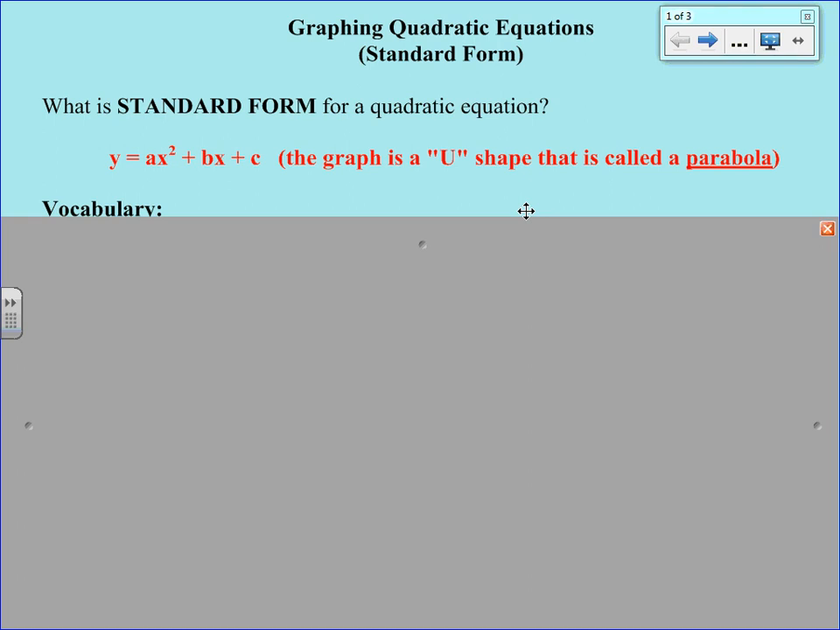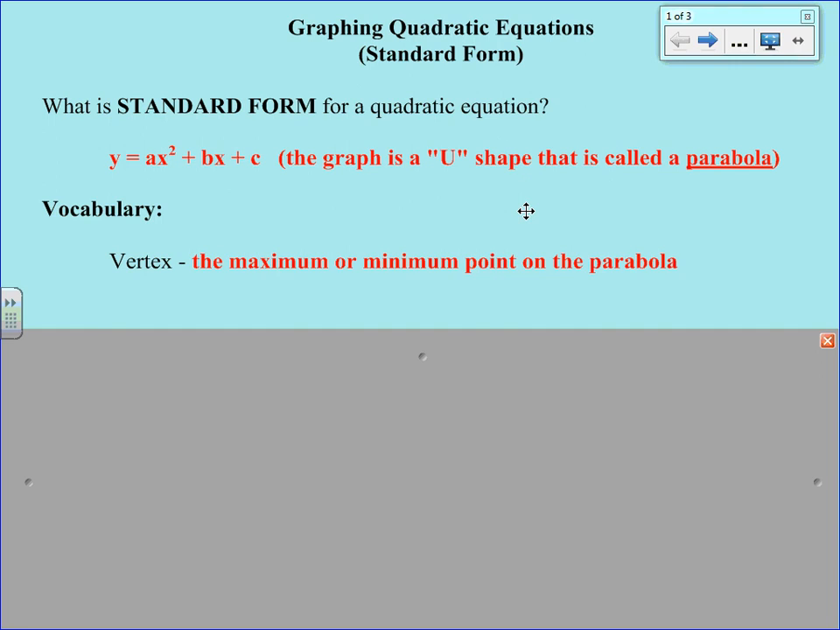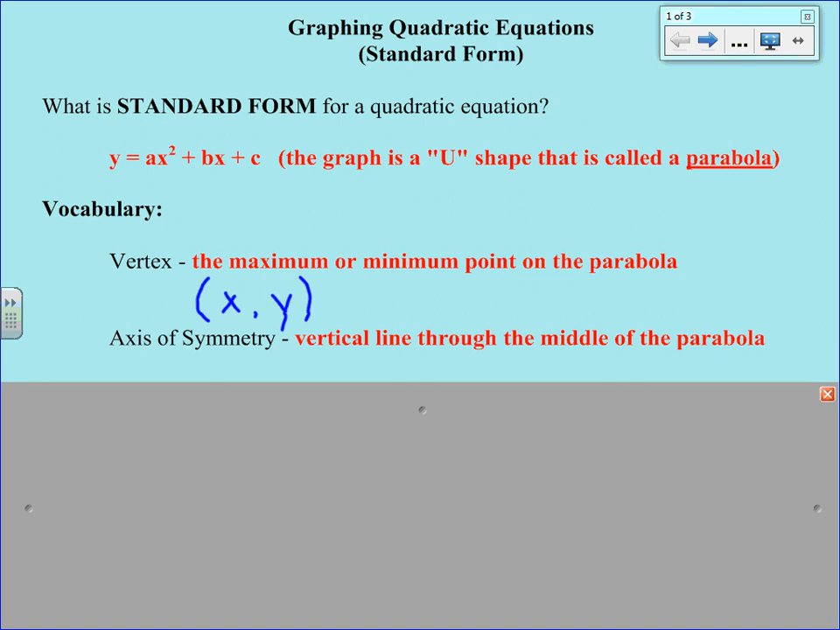And probably the most important point on the graph of a quadratic is the vertex. This is the high point or the low point, which we refer to as a maximum or a minimum on that parabola. The vertex is just a point, so it will have an x coordinate and a y coordinate. And later on in this video, we will be showing you how to find that just by looking at the equation.